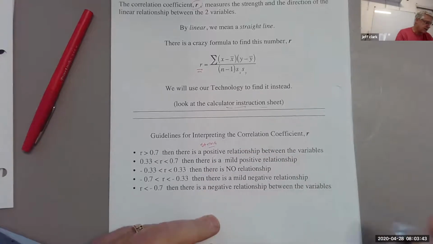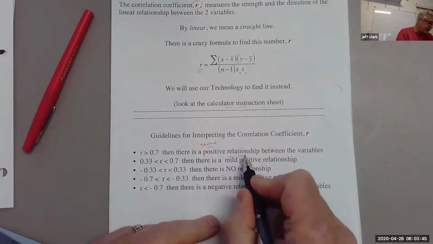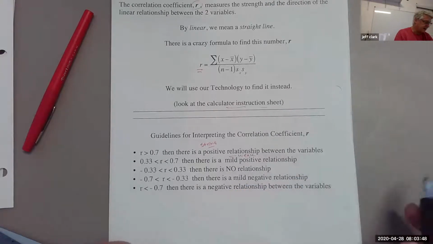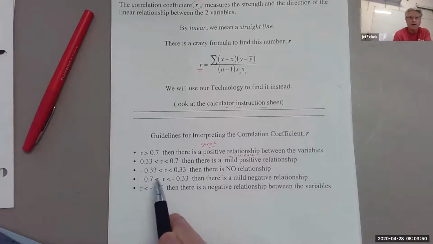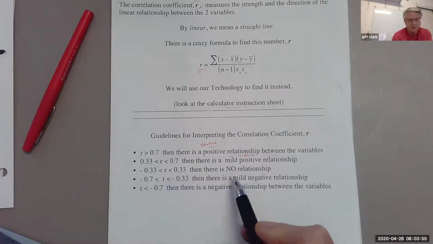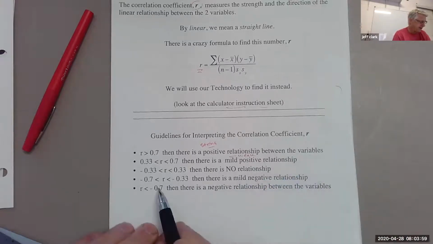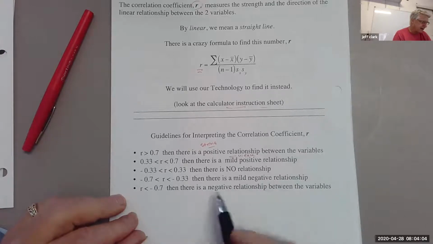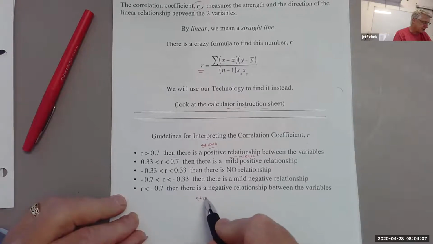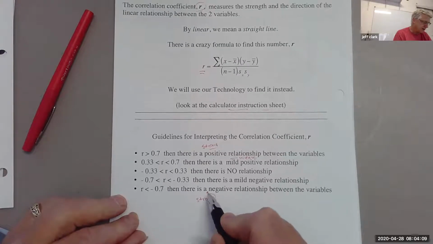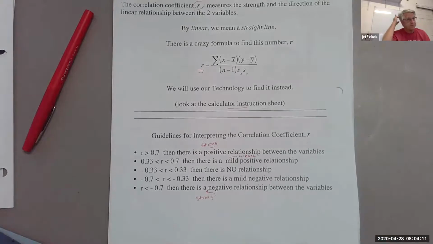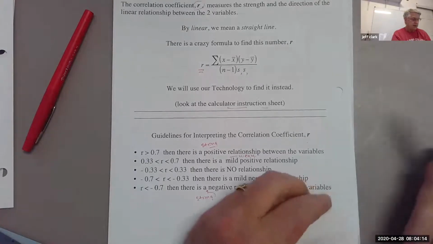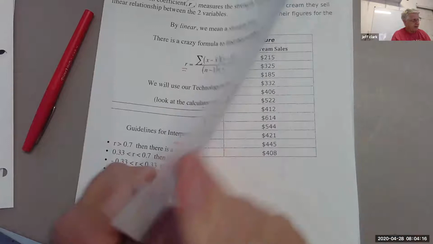There's strong, mild, maybe you can say weak. If the number falls between these two values, then we're going to make a decision that there really is no relationship that we can determine. And on the other side, we're going to go mild or weak, and there is a strong negative relationship between the variables. Okay, let's take a look and see how we can find that R.